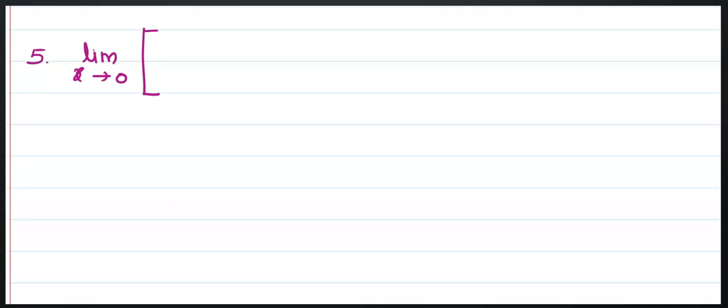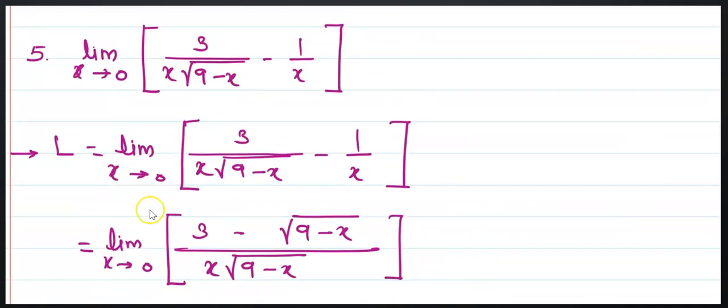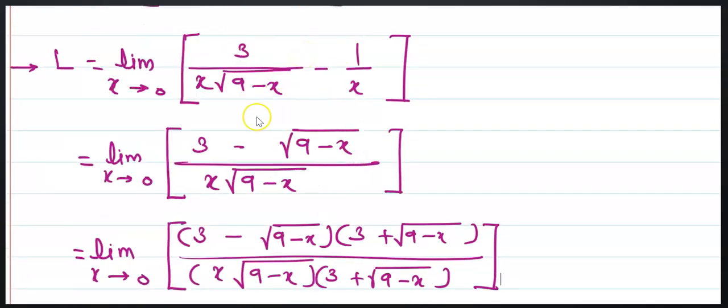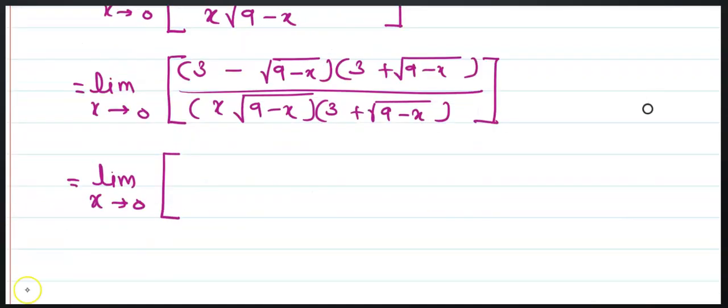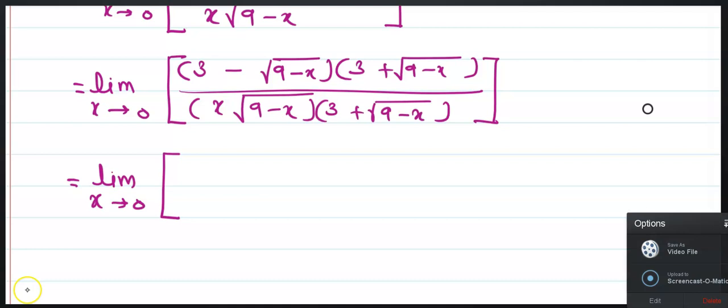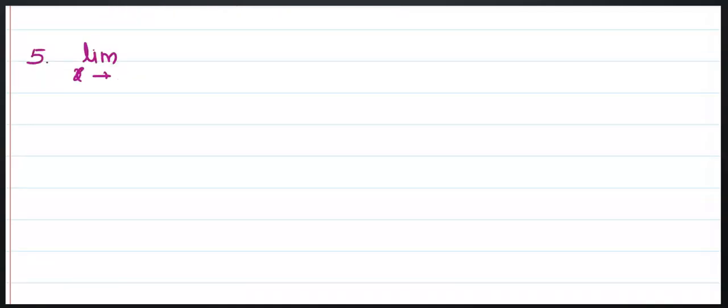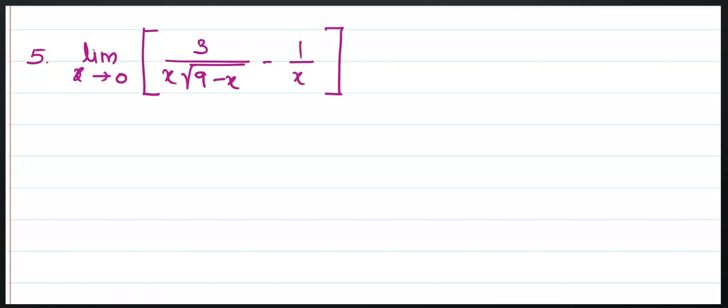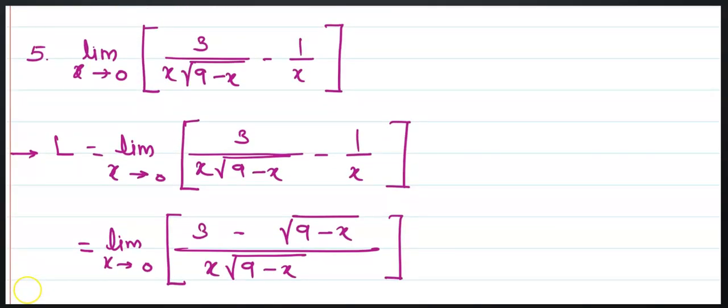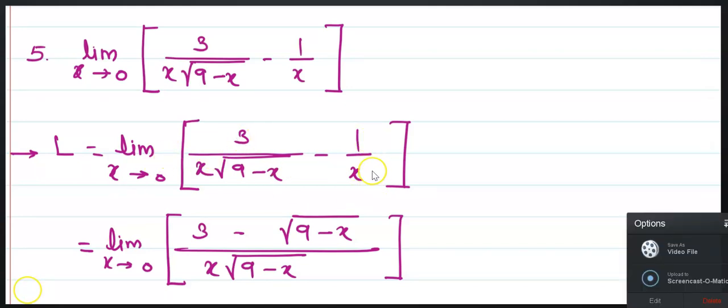Next is problem number 5. Limit x tends to 0, (3 upon root of 9 minus x minus 1) upon x. Now, here we take the LCM. 3 is as it is, and we multiply this term in the numerator and denominator by root of 9 minus x. Therefore, you will get 3 minus root of 9 minus x.